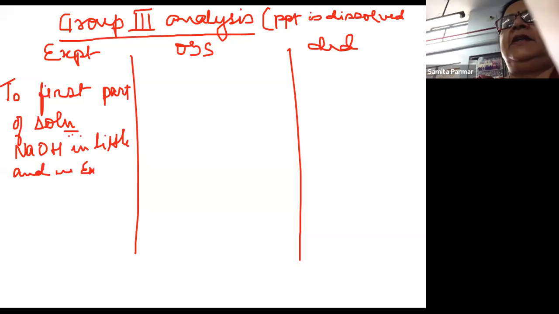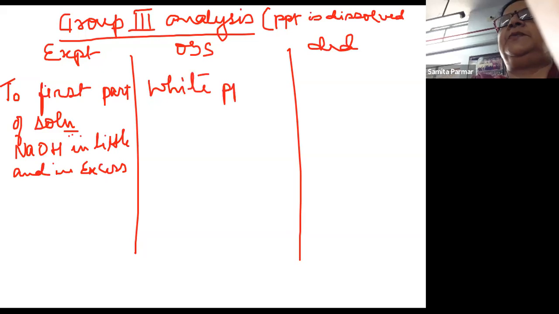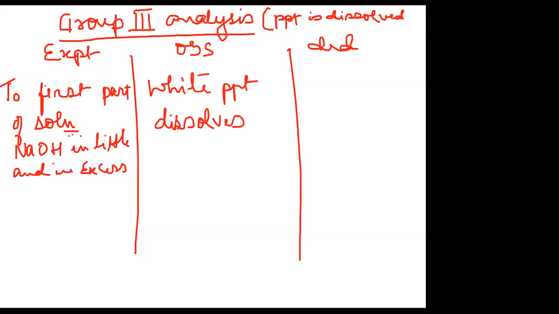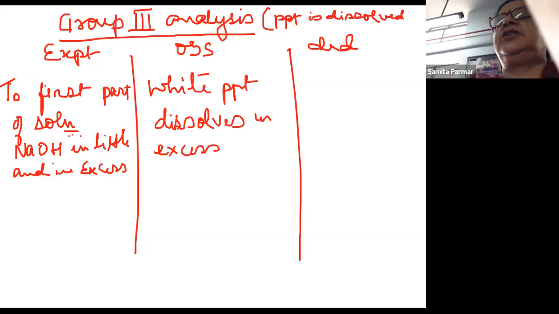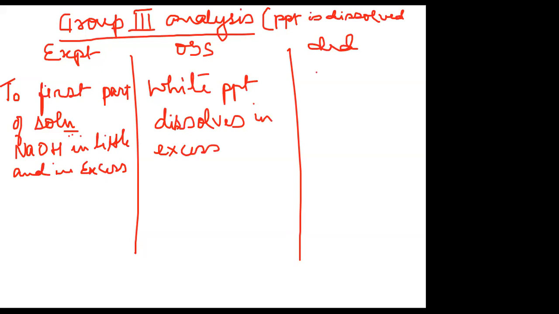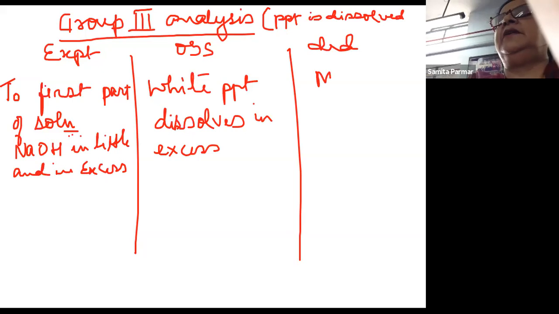All right. Now what happens is a white PPT will be observed, which will dissolve in excess. So the white precipitate dissolves in excess. This is your observation. Children, today the stylus is not working well. After this, for the deduction, you can write maybe aluminium ions. All right, you can write it here like this, maybe aluminium ions.